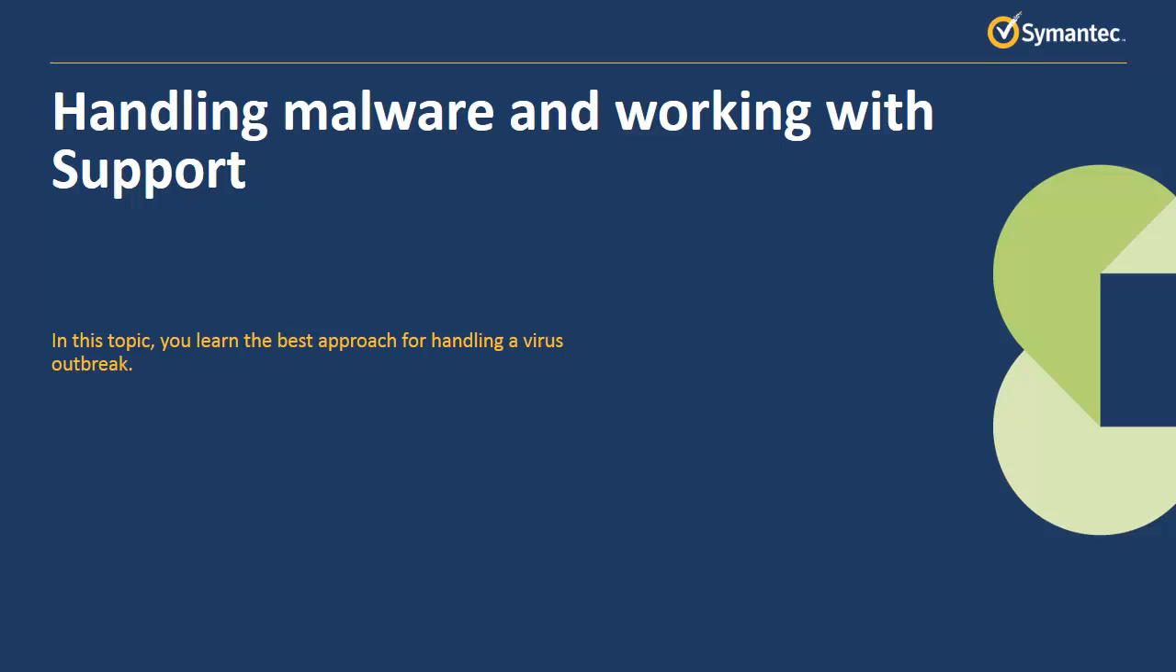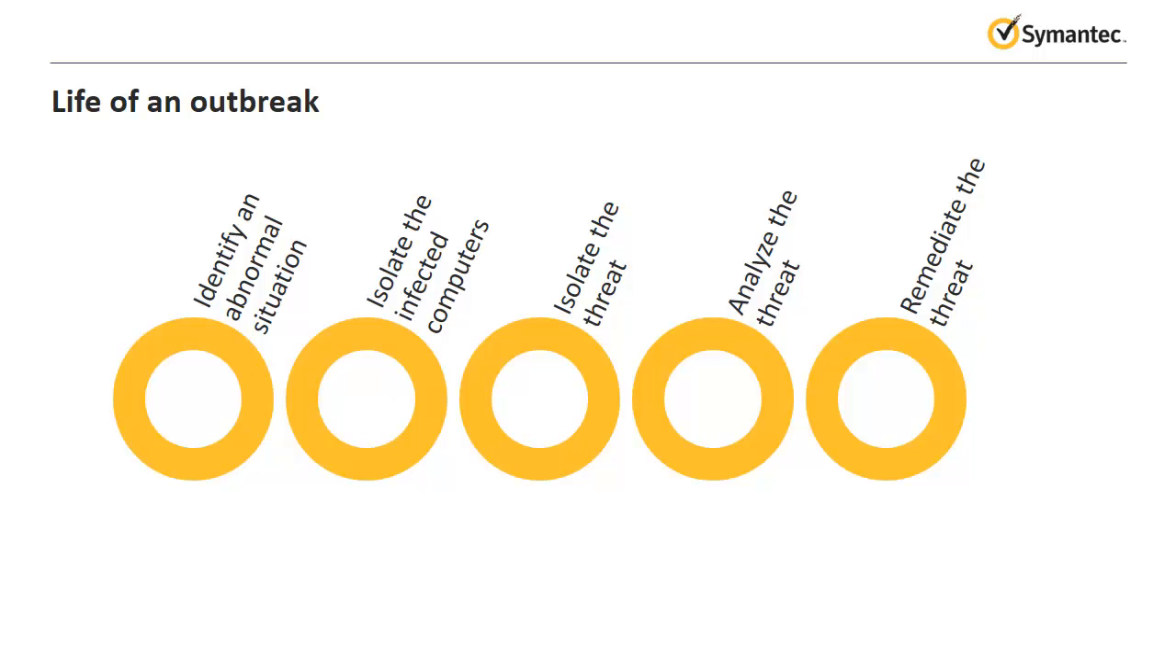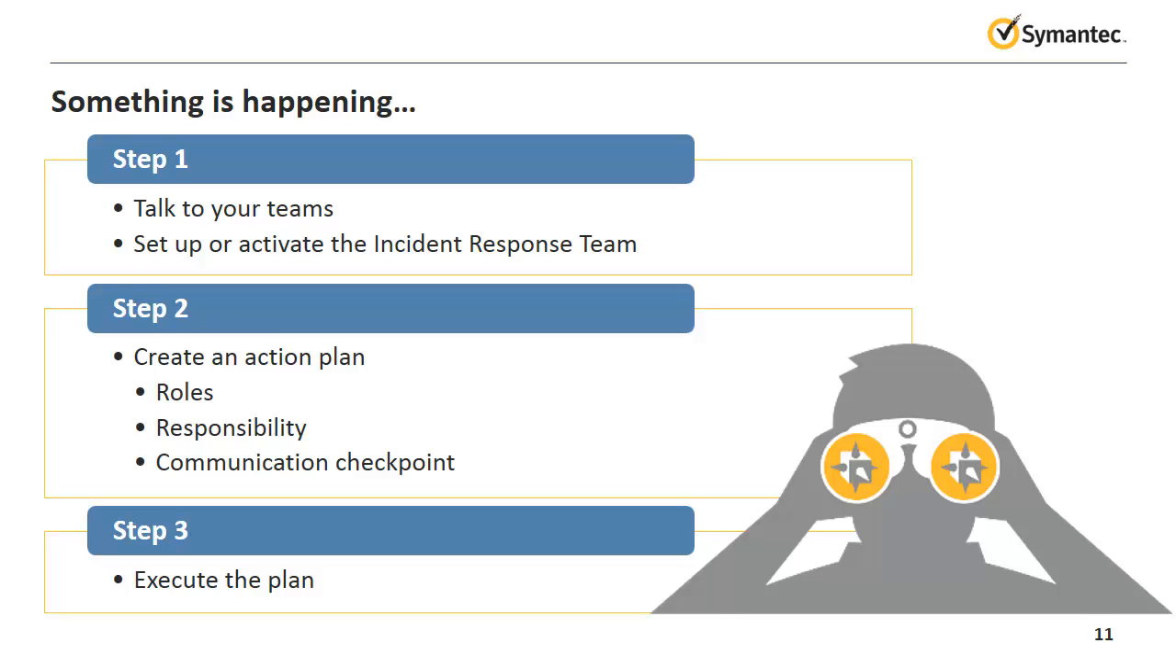In this topic, we'll talk about how to handle malware and work with support. But before we get started, let's take a look at the life of an outbreak. The first step is to identify what is abnormal. And when you suspect that something is abnormal, gather more information from your teams.